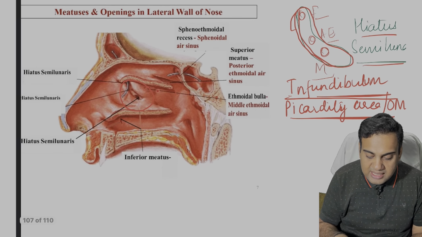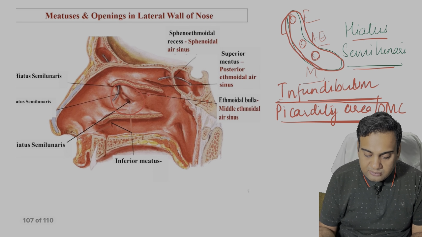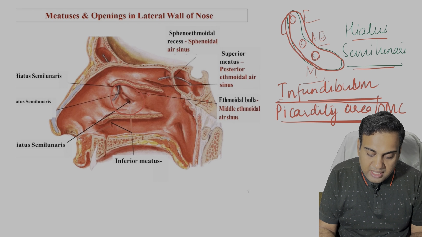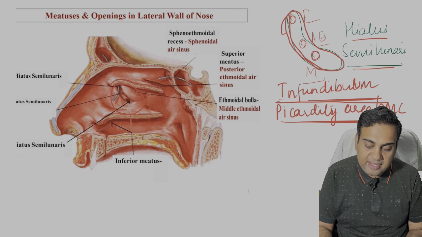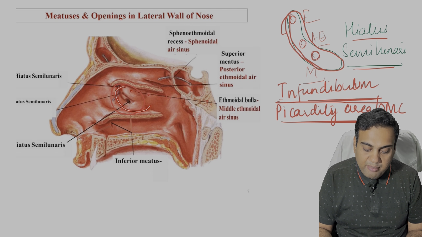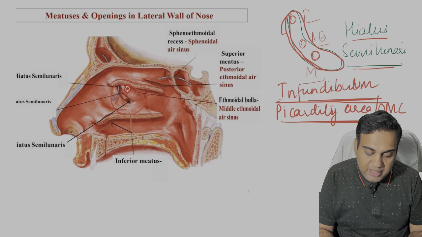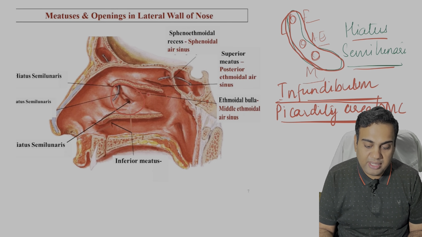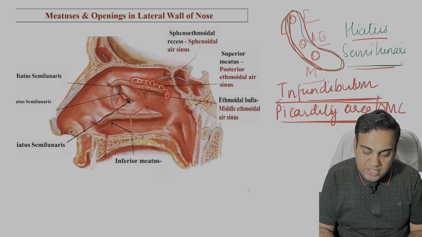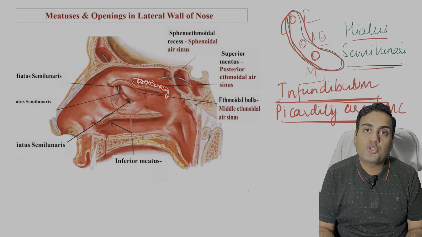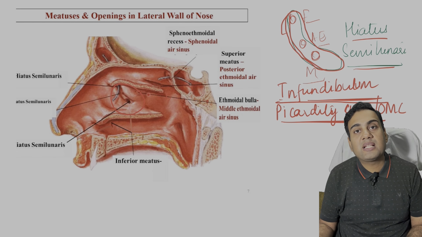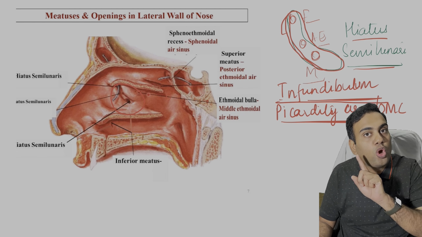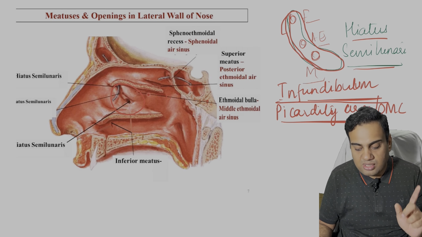ऑलराइट, so let's go back to this diagram to understand this thing a little better. यहां पे ये जो एयर सेल्स हैं, ये हैं एंटीरियर इथमॉइड एयर सेल्स। तो ये हमारा मिडल मिएटस था, तो यहां मिडल मिएटस में खुल रहे हैं हमारे एंटीरियर इथमॉइड एयर सेल्स, और यहां पे हमारे जो एयर सेल्स हैं, ये हैं हमारे पोस्टीरियर इथमॉइड एयर सेल्स। ऑलराइट, so posterior ethmoid air cells are present in the superior meatus, not in the middle meatus. Good.